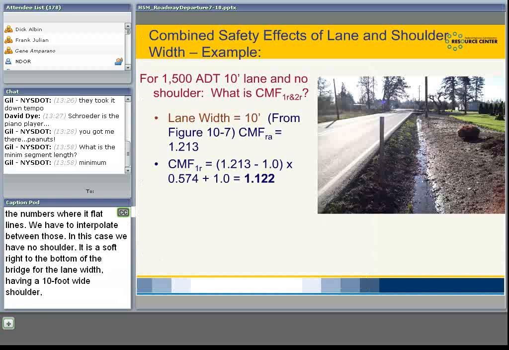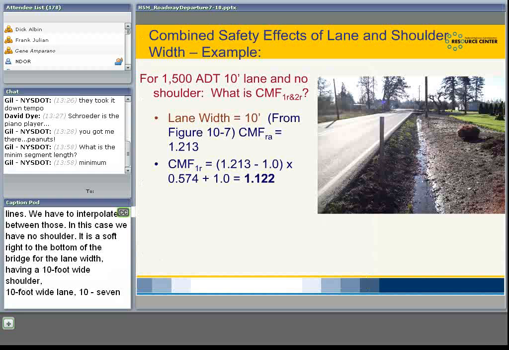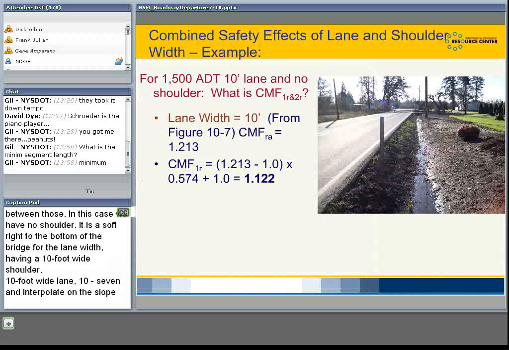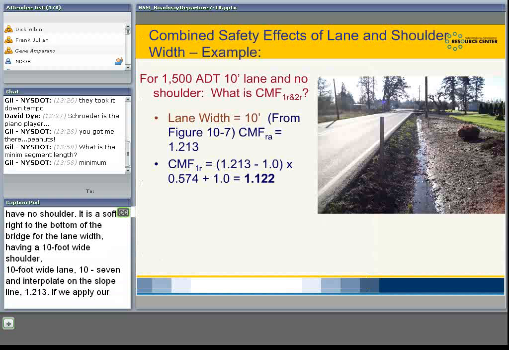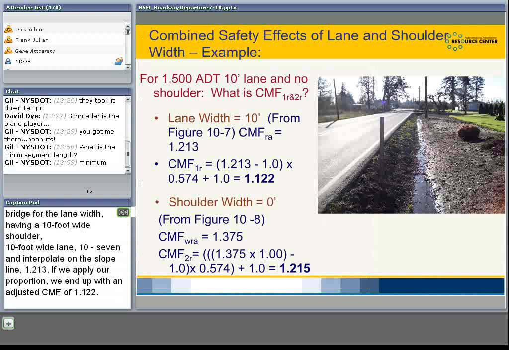For our lane width, having a 10-foot wide lane, we go to figure 10-7, and we interpolate on that sloped line, and we get 1.213. And again, if we apply our proportions, we end up with an adjusted CMF for lane width of 1.122.